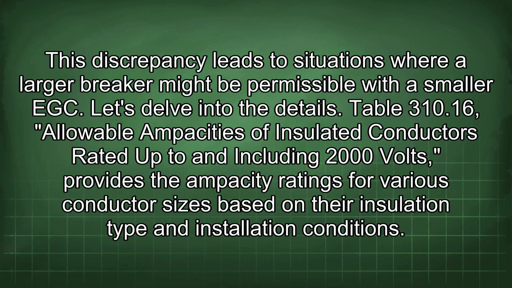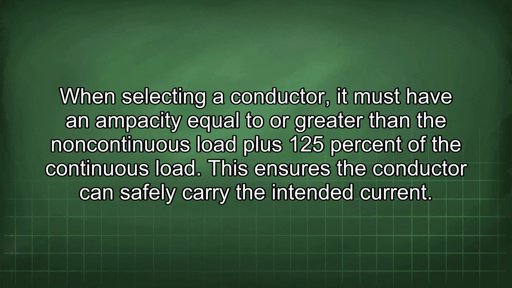Table 310.16, allowable ampacities of insulated conductors rated up to and including 2000 volts, provides the ampacity ratings for various conductor sizes based on their insulation type and installation conditions. When selecting a conductor, it must have an ampacity equal to or greater than the non-continuous load plus 125% of the continuous load. This ensures the conductor can safely carry the intended current.